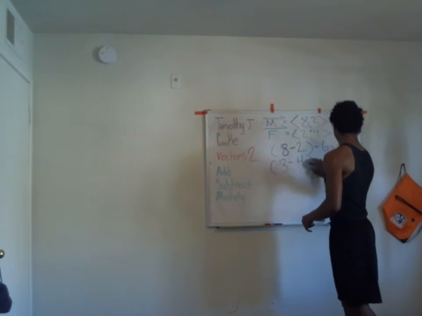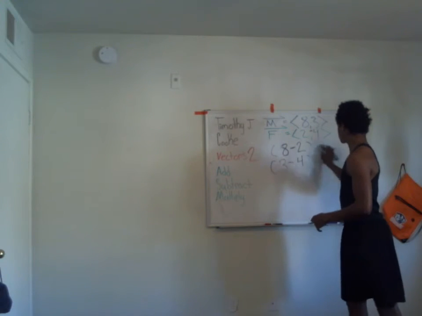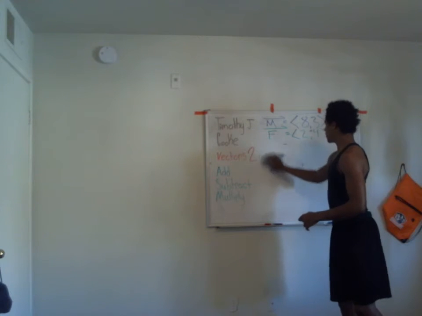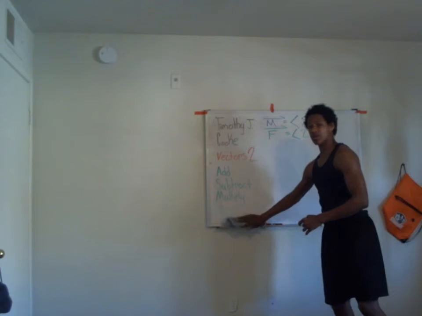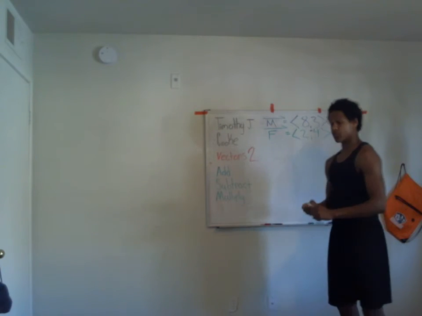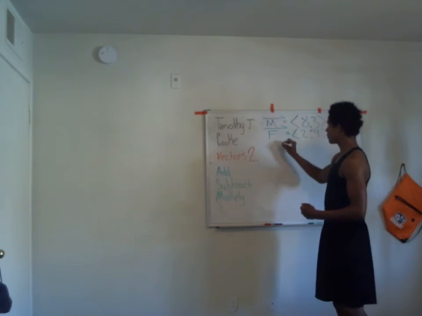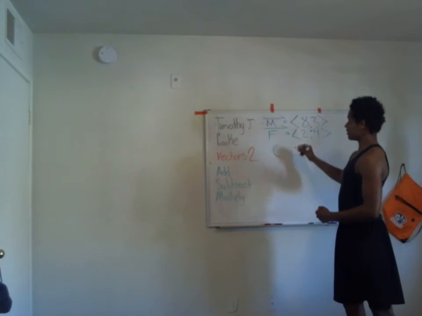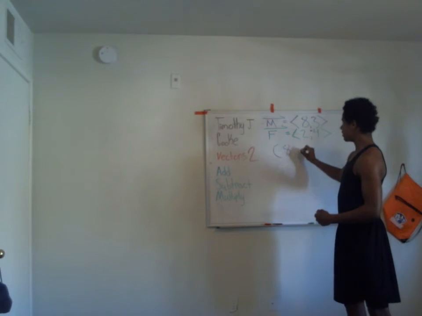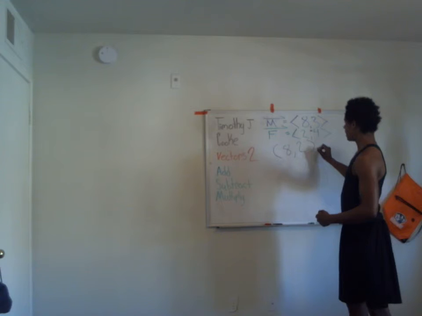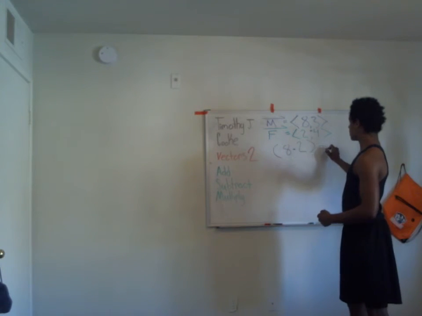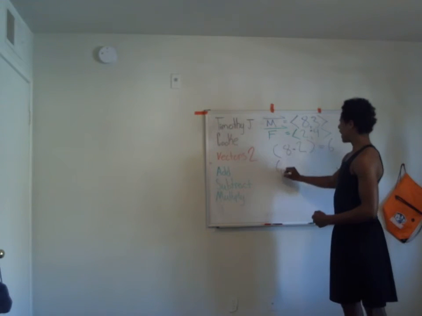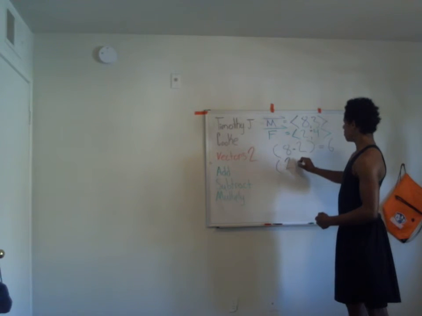Let me erase. Okay. Same thing, all right? I'm going to go quicker through this. We're going to make our parentheses for our x values, which are 8 and 2. Okay? And 8 minus 2 was equal to 6, right? But now we have 2 minus -4.